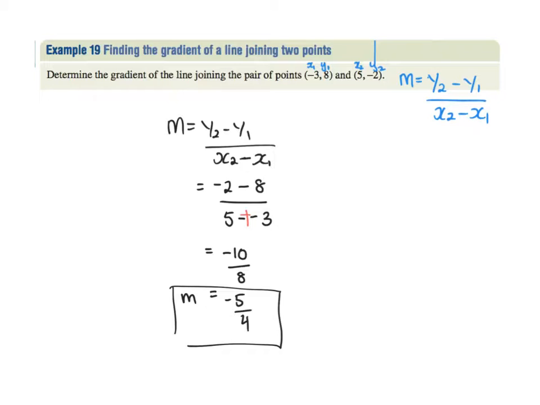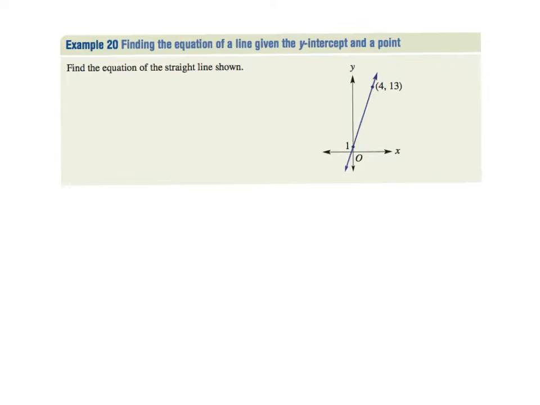Leave it like that. As long as it's simplified like that, that's fine. Now, finding the equation of the line given the y-intercept and a point on the graph. So what they're saying here is we can read off the c value because we know that a straight line follows this formula. You said this is the y-intercept, isn't it?